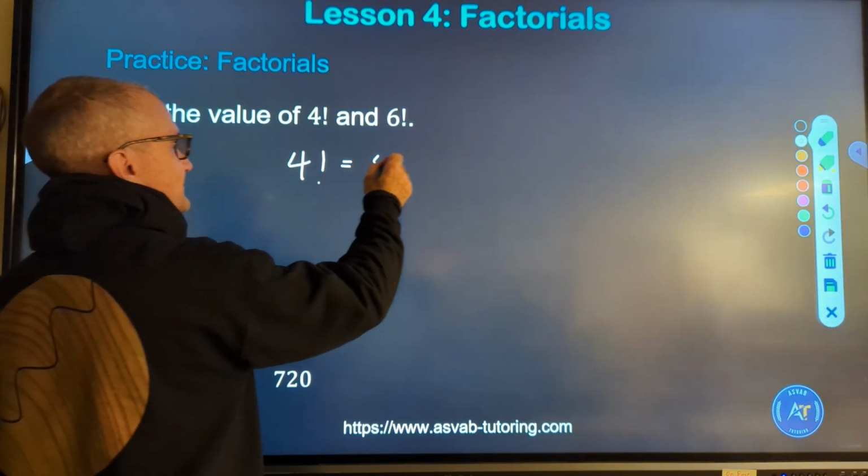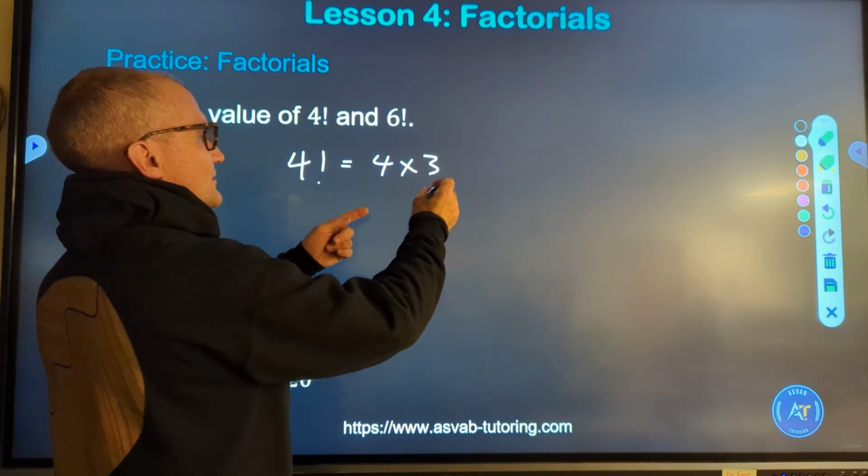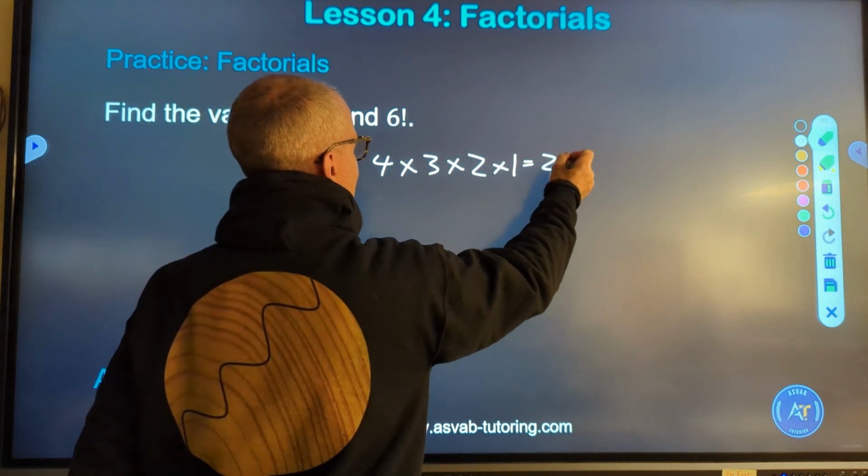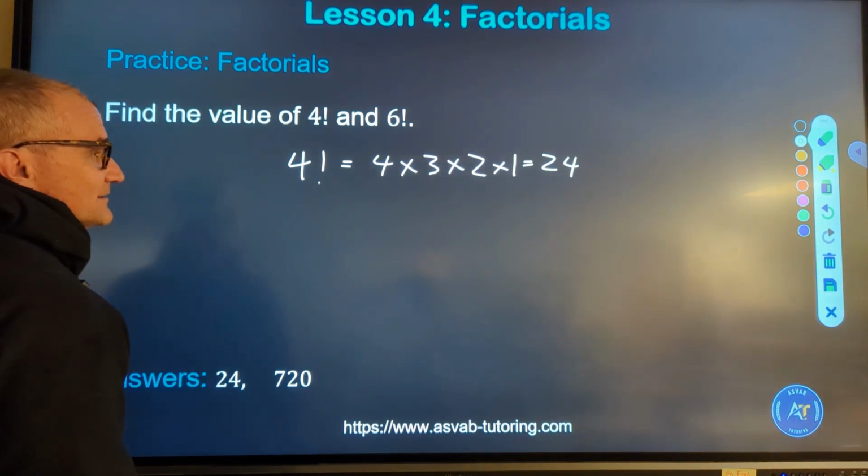4 factorial is going to be equal to 4 times 3, 12 times 2, 24 times 1, 24. That's just your answer right there.